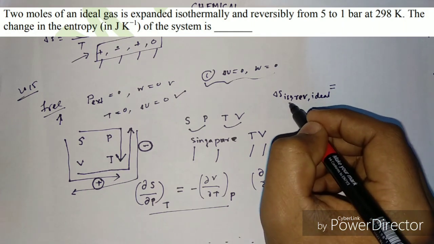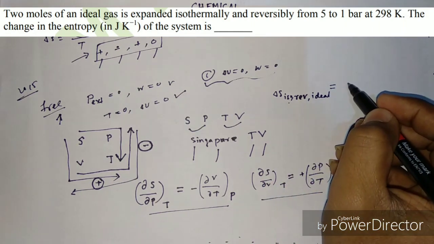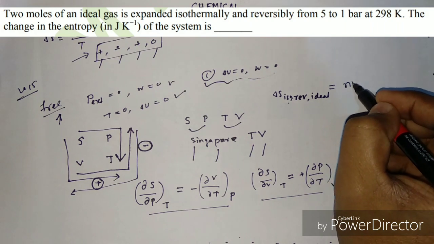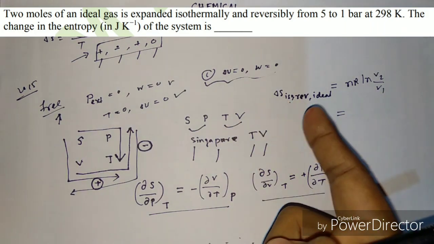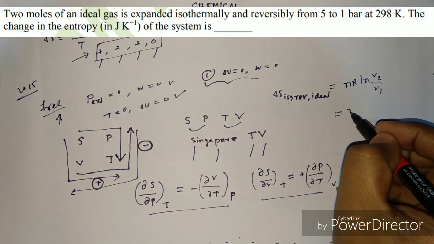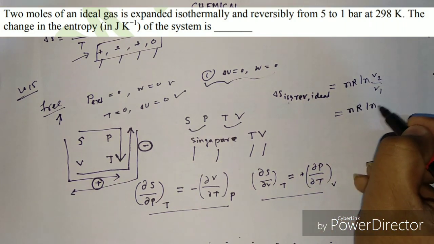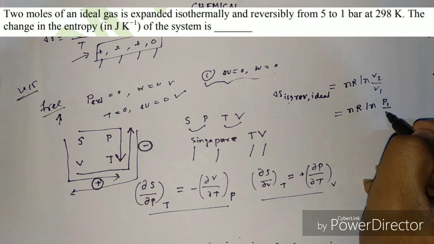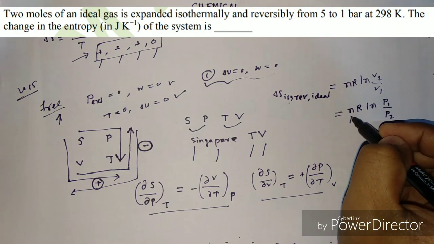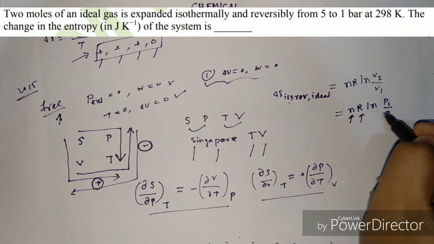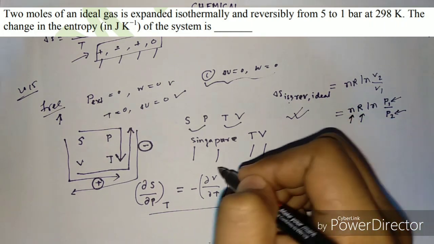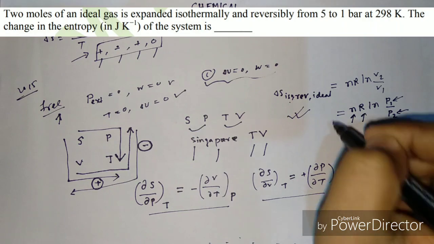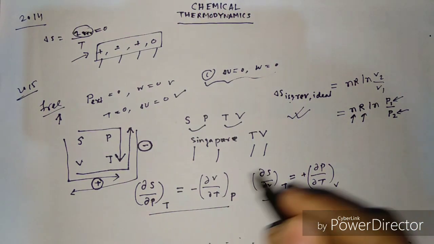So delta S for isothermal reversible ideal gas expansion is the relation nR ln V2 by V1, and for an ideal gas here V2 and V1 are not given, so you need to convert V2 by V1 into P1 by P2. So here n is given, that is 2 moles, R is given, P1 is given, and P2 is given. If you put in the values, you will get the value of delta S. Okay, and that will be the answer. Okay, now coming to JAM 2016.